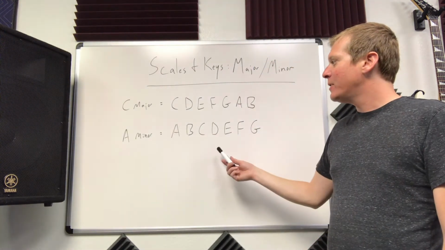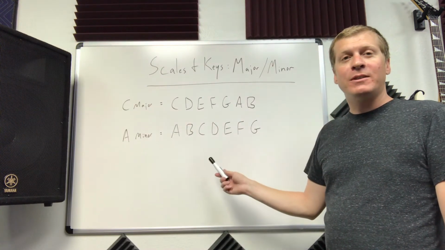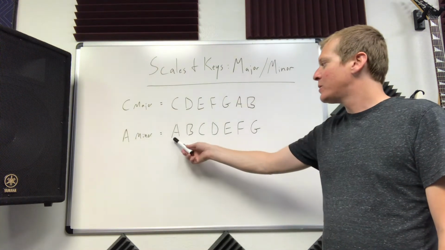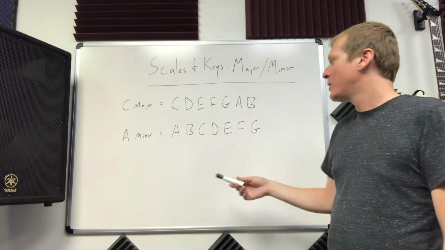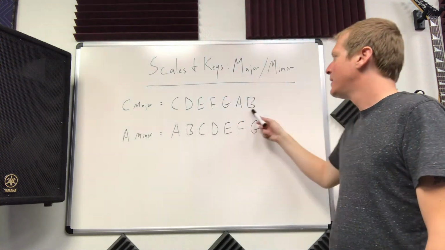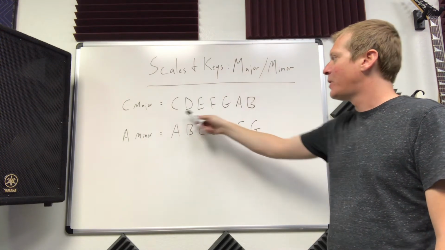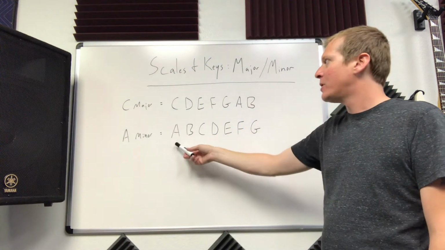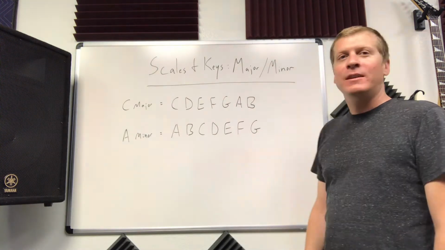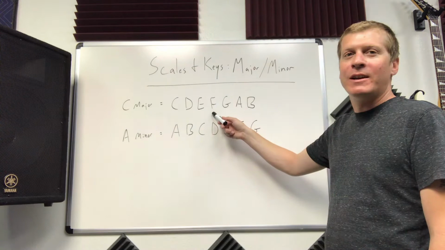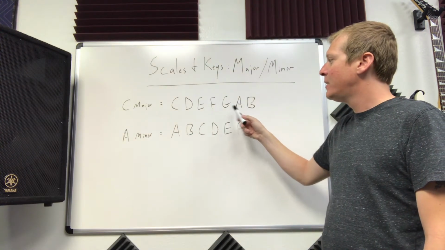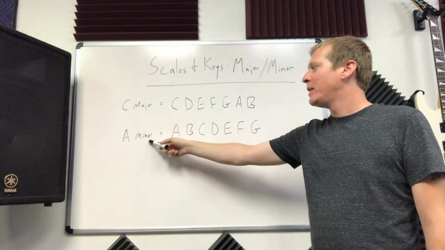So both of these scales use only natural notes. Natural notes are just regular letters that don't have a sharp or a flat after them. So the key of C major is just all natural notes starting from C. The key of A minor is just all natural notes starting from A. So if you really think about it, the A minor scale comes from the C major scale. Starting on the 6th note of the C major scale gives you A minor.